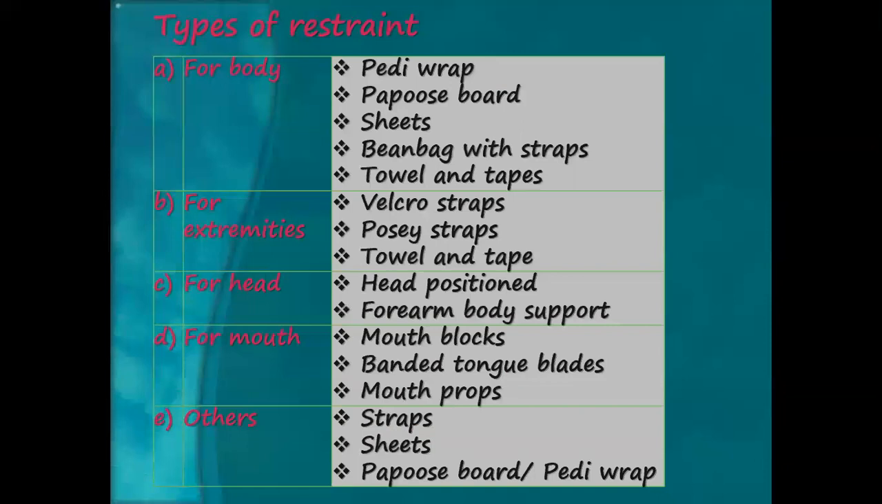Now, different types of physical restraints. For the body, it can be pedi wrap, papoose board, sheets, bean bag with straps, and towels and tapes. For the extremities, you can use Velcro straps, towels and tapes. For the head, positioner, forearm body support. For the mouth, it can be mouth blocks, mouth probes, banded tongue blades, and others. It can be straps, sheets, papoose board, and all those things.